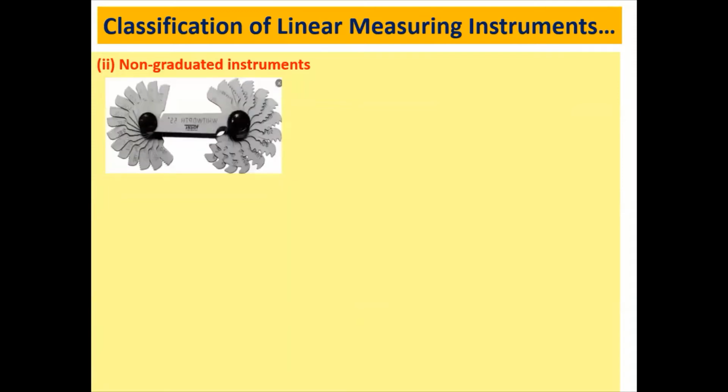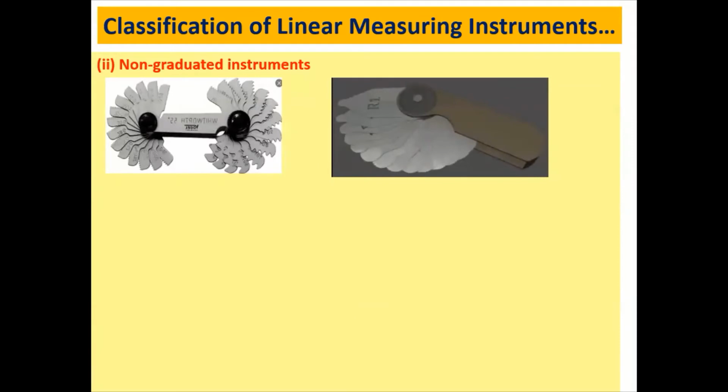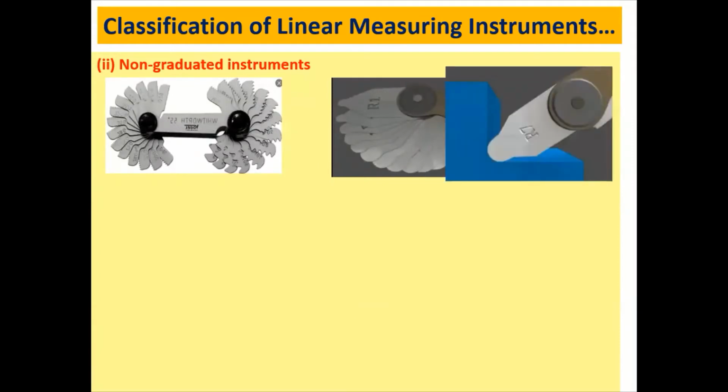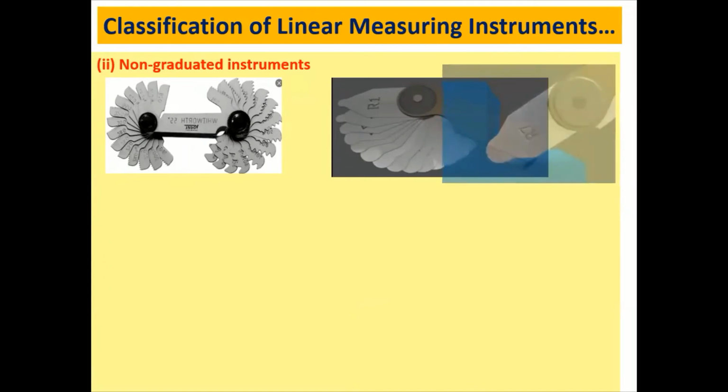You can see the second example here. This is a radius gauge, which we use just to check the radius. Here also there is no graduated scale.